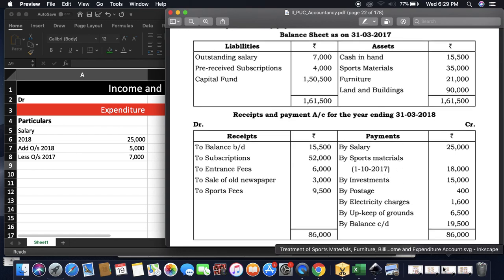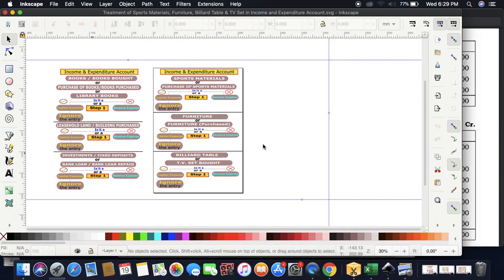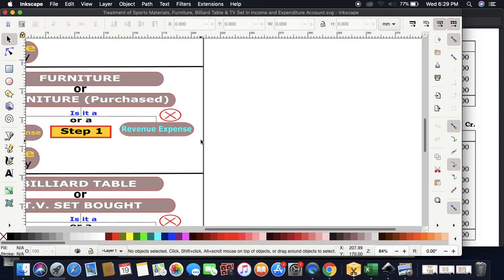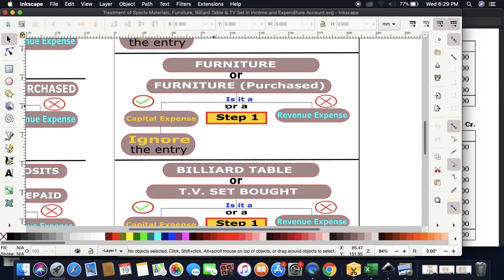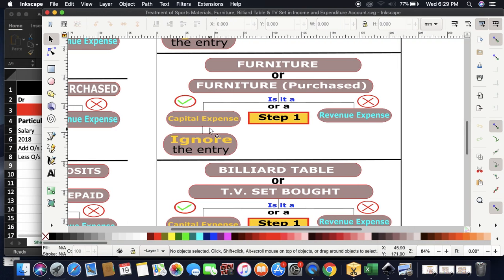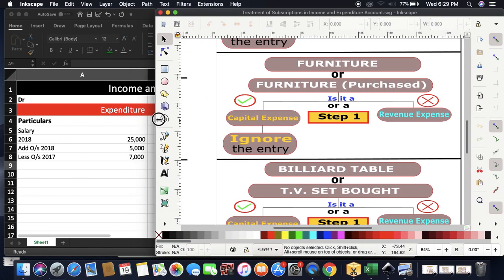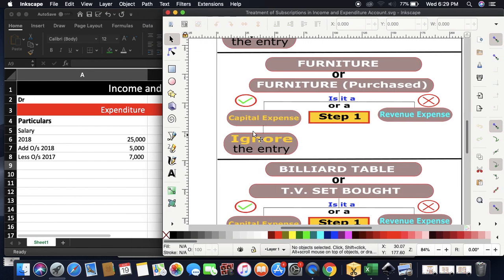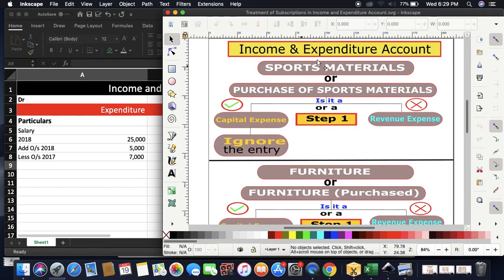So let me show you the treatment of sports material. Okay, now you need to again ask, is it a capital expense or a revenue expense? It is a capital expense. Okay, so since it is a capital expense, you directly ignore that entry. This will come in the balance sheet, but in the income and expenditure account you just need to ignore it.